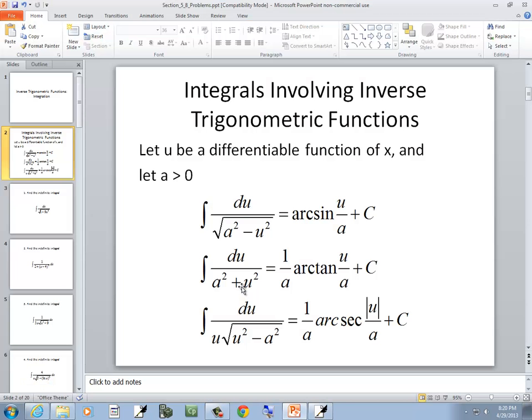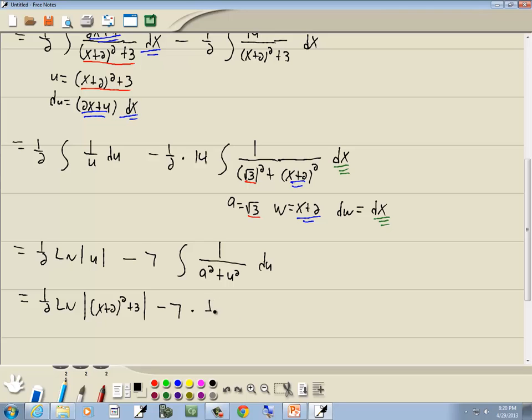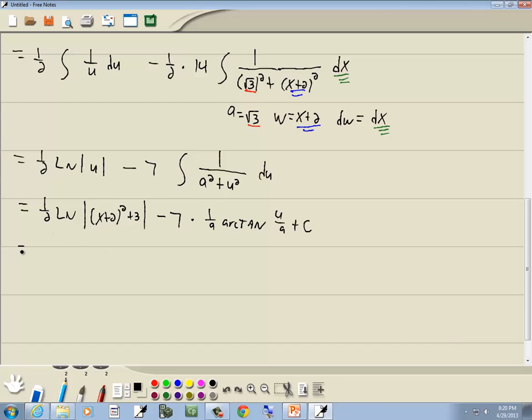Integral of 1 over a squared plus u squared, so that becomes 1 over a arctangent of u over a plus c. Well, in this part, x plus 2 squared is positive. Plus 3 is still positive, so those absolute value bars aren't necessary. So you could put parentheses there if you want. And this would be x plus 2 squared plus 3 minus 7 times 1 over square root of 3. Plug everything back in.